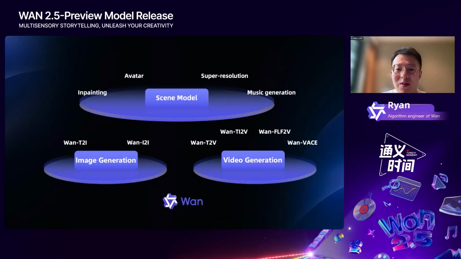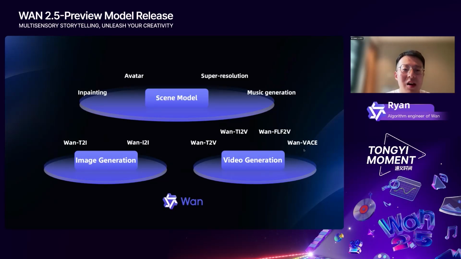Hey everyone, thanks for joining us today. Let's start by recapping our Wan family. You all know our video models, like text-to-video, image-to-video, first-and-last-frame-to-video, and the video editor, termed Wan 2.5. Now in version 2.5, we have two specific image generation models: a pure text-to-image generation model called Wan 2.5 and an image editor called Wan 2.5. And that's not all. We also made special scene models for things like avatar, super resolution for images and videos, inpainting, and music generation for videos.